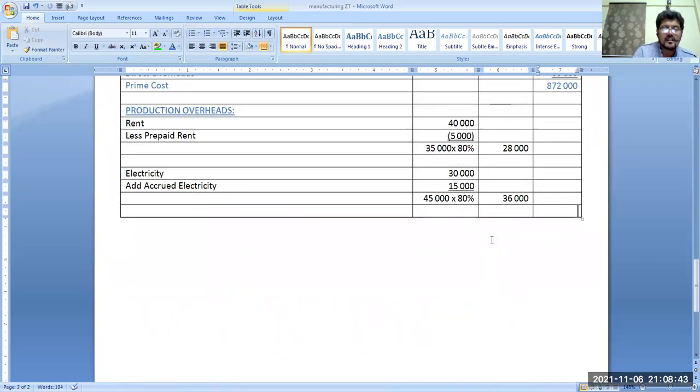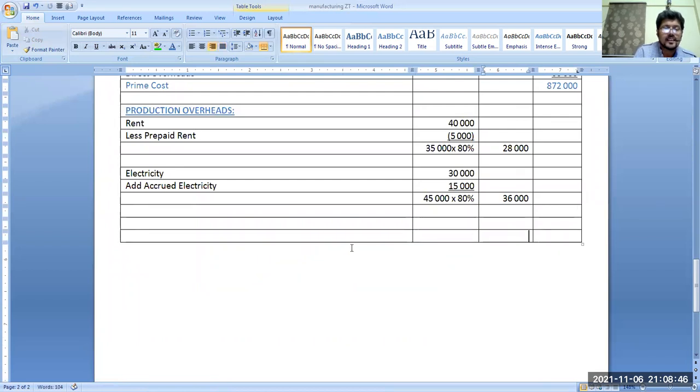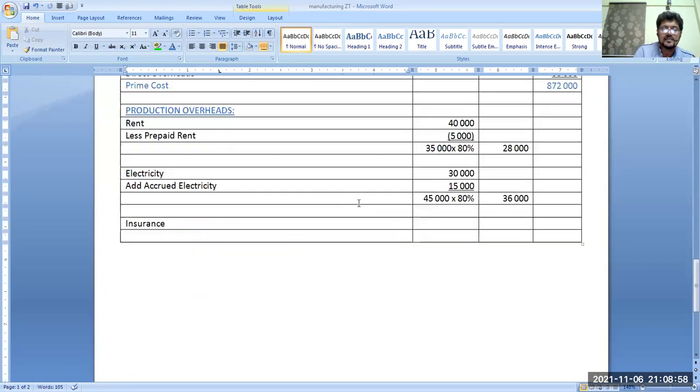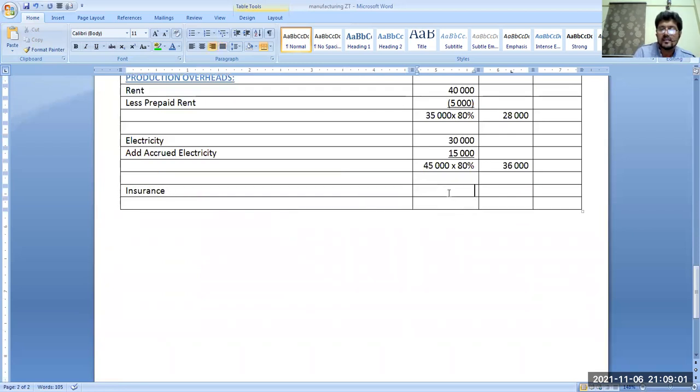So now insurance is how much? I forgot, sorry. 55,000 and 10,000 is prepaid. 55,000 less insurance prepaid. That is 10,000. Okay. So it will make 45,000.